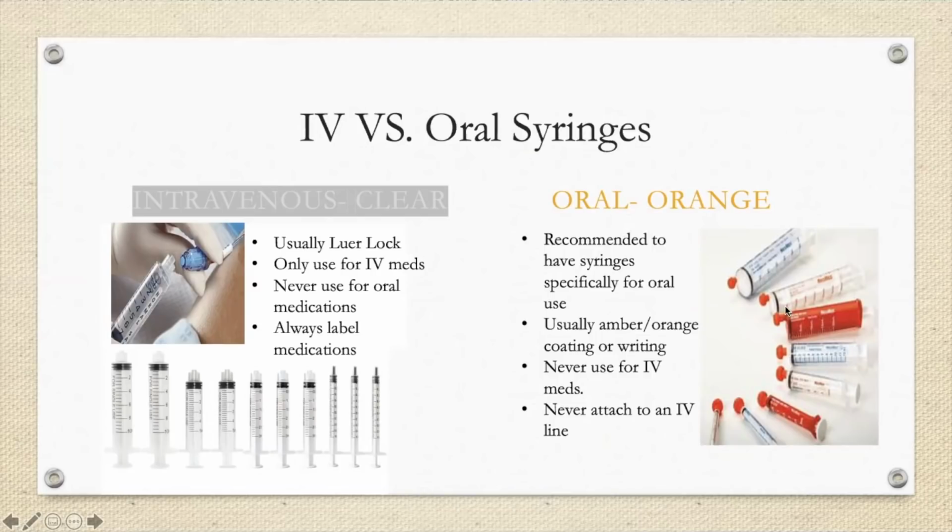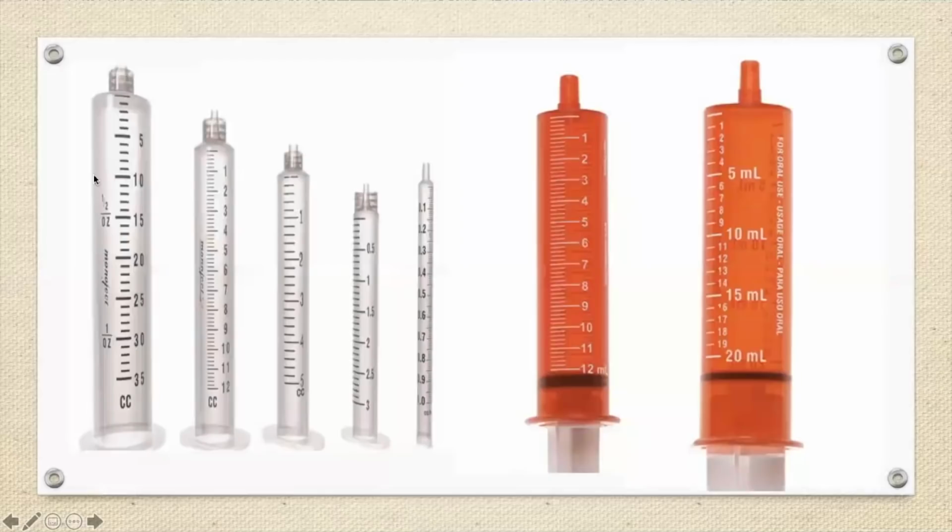The oral ones, most of them are orange or have some orange writing on them. The Joint Commission recommends having syringes that are specifically for oral use to decrease any sort of problem or confusion between oral or IV medications. They're usually amber, which covers them up and protects them from light. You never ever want to use these for IV medications, and you never ever attach them to an IV line. So think of O for oral, O for orange. And these are just the different ones.